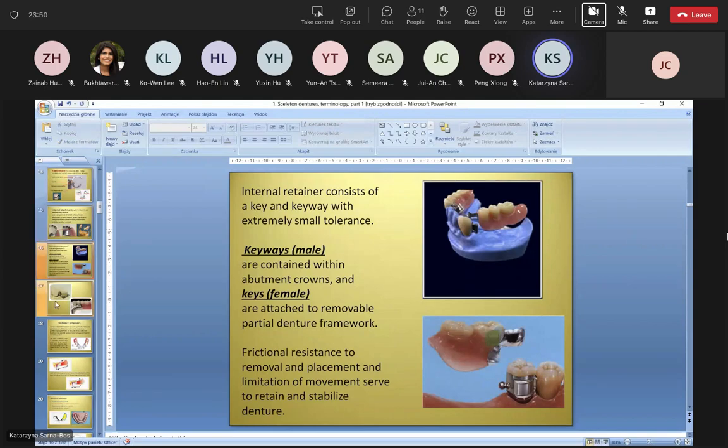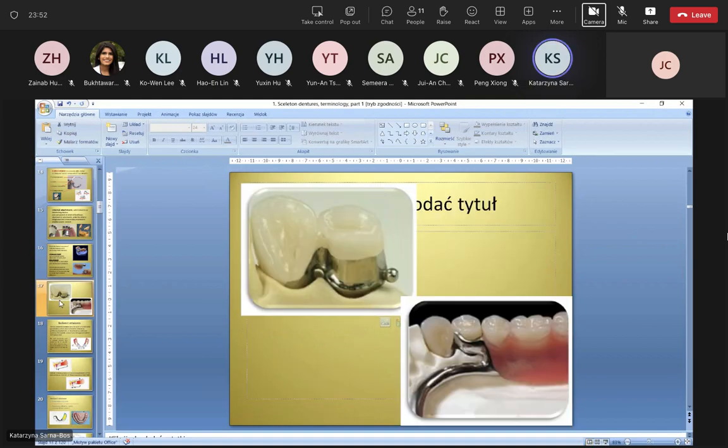Next slide. So another example of internal attachment. As you see here, this is the male part, and the female part is connected with the denture. So remember that in the case of the skeletal denture, we've got 2 types of the retaining elements. These are the clasp types, so external one, and internal one, which is called the precision attachment.